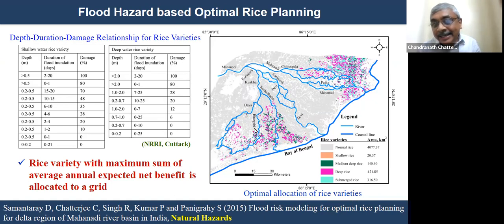So that means in view of the floods, if you use these different rice varieties like shallow rice, medium rice, deep or submerged rice at the different places, you are supposed to get the maximum net returns, right? Such type of studies can also be done through these mathematical modeling tools. So these are all about the river basin kind of floods.